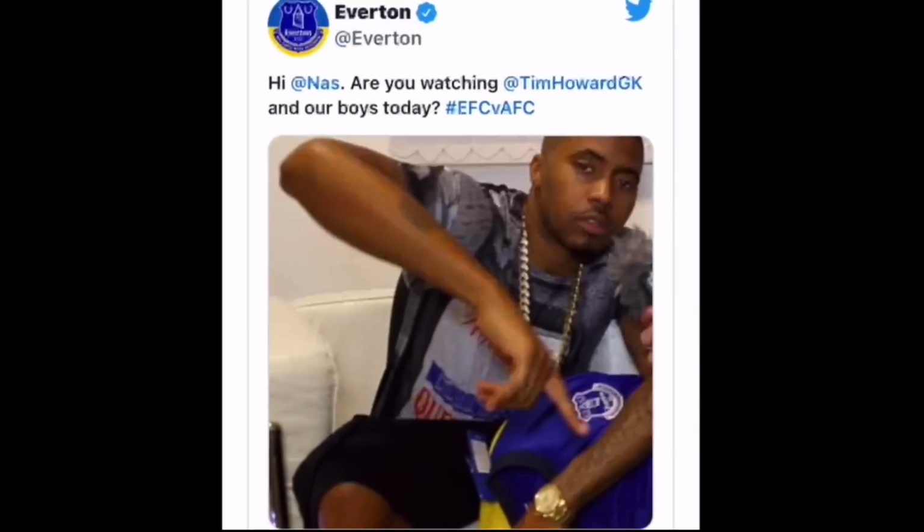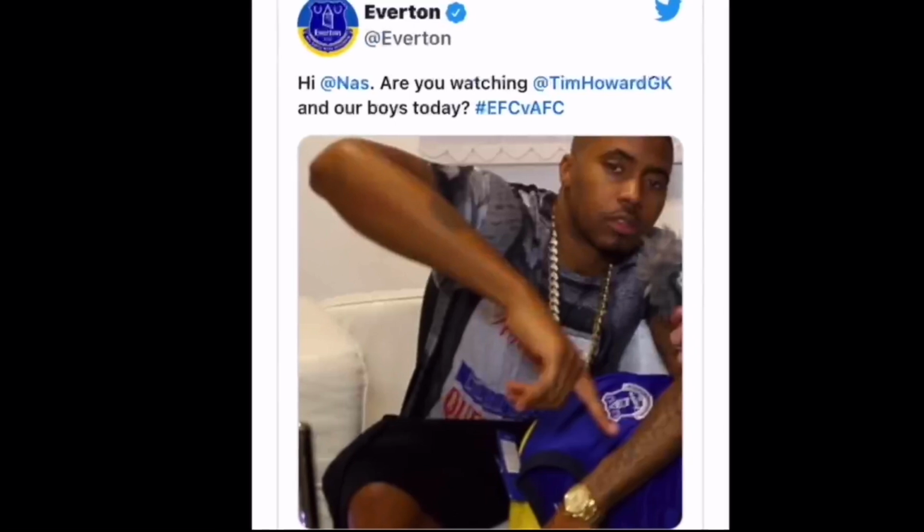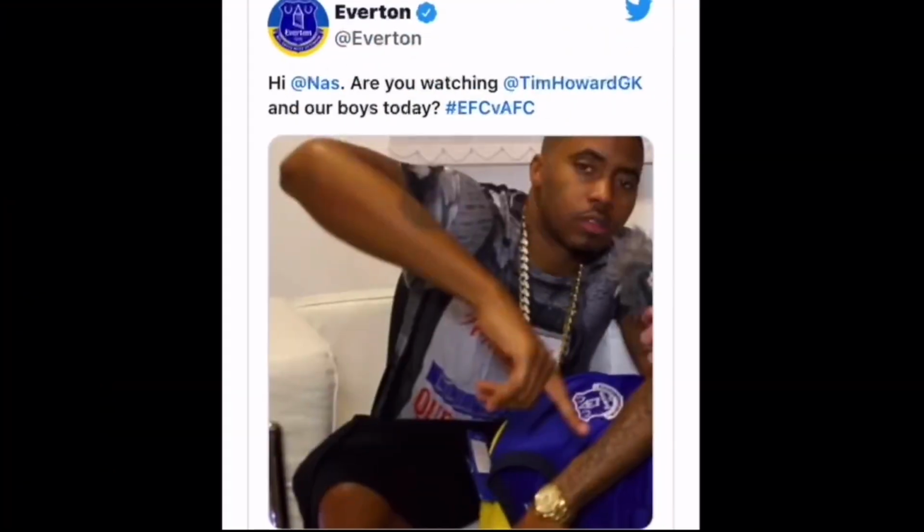But the biggest connection is the fact that Malcolm is a soccer player, right? Nas has a picture with his Everton jersey. And the team Everton even responded. They tweeted at Nas and showed the picture of him with the jersey. So clearly, Nas has a connection to soccer because his other character is a soccer player.